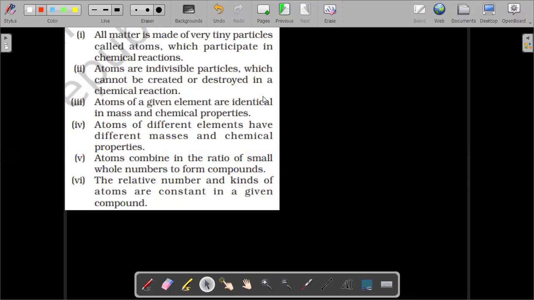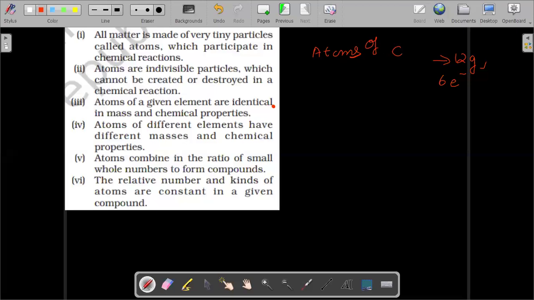So see, what does it mean? It means that if you are taking a hydrogen atom, atoms of a given element are identical. That means they can be called pure. So they are identical in mass and chemical properties. Suppose you have atoms of carbon. Atoms of carbon will always be similar to each other. All the atoms of carbon should have a mass of 12 grams. They should have 6 electrons. For combination, they should have 4 electrons. So all these chemical properties as well as physical properties remain the same in all the atoms.